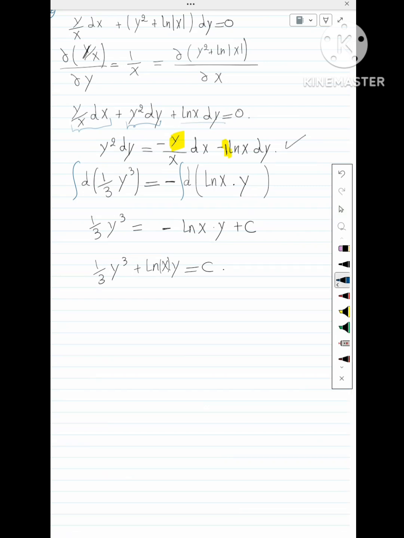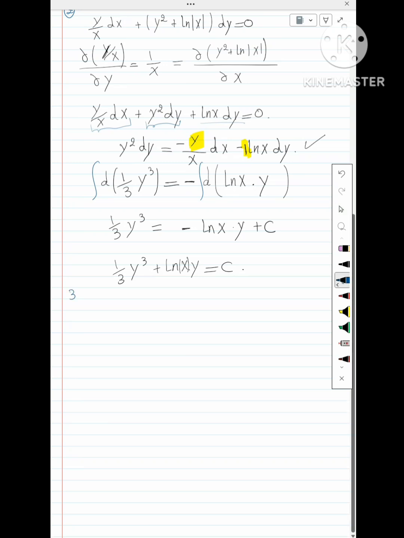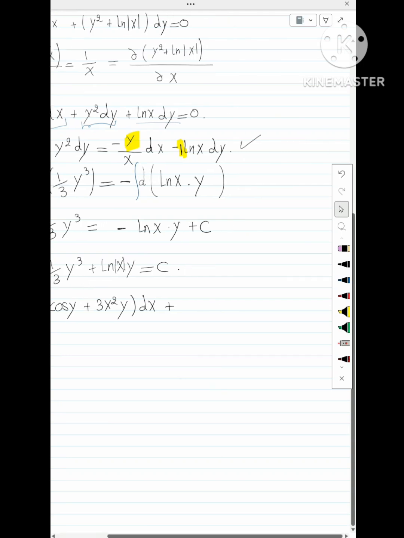The third example says: solve the differential equation of (2x cosine y plus 3x squared y) dx plus (x cubed minus x squared sine y minus y) dy is equal to 0.